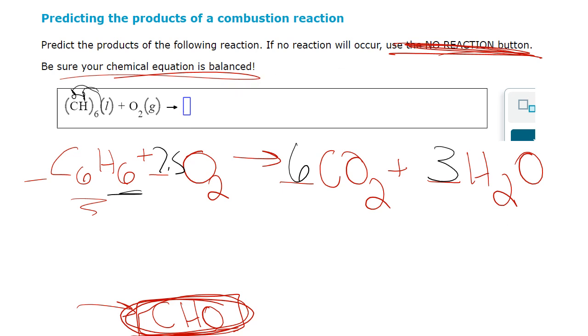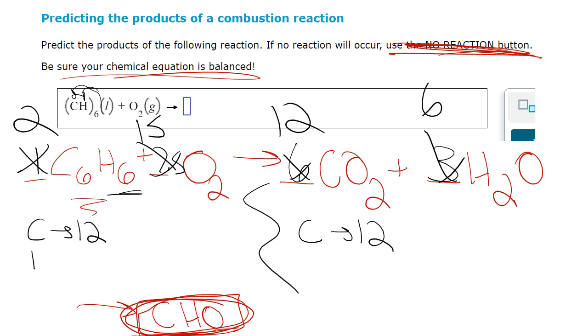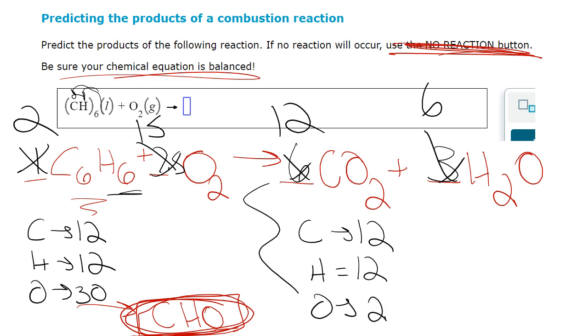And so the final answer is going to be 2, 15, 12, 6. You can check it by going carbon, we got 12, carbon, we got 12, hydrogen, we got 12, hydrogen, we got 12, oxygen, we got 30, oxygen, we got 24 plus 6 equals 30.